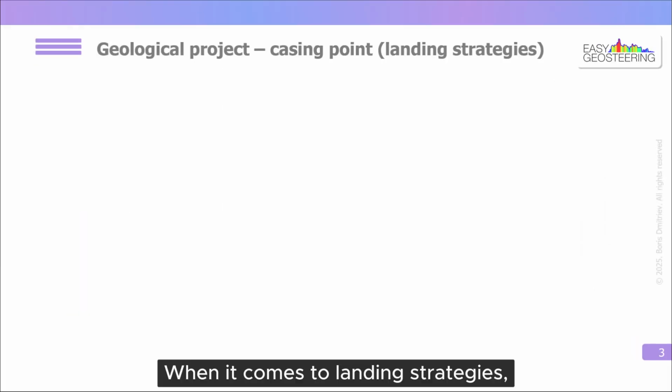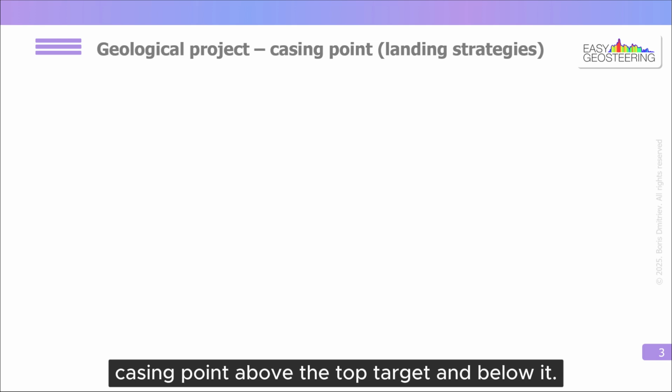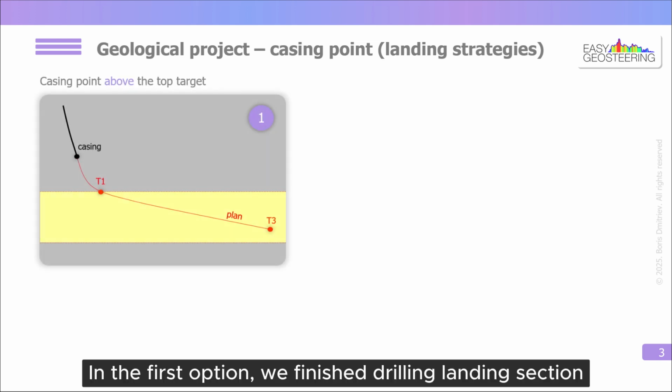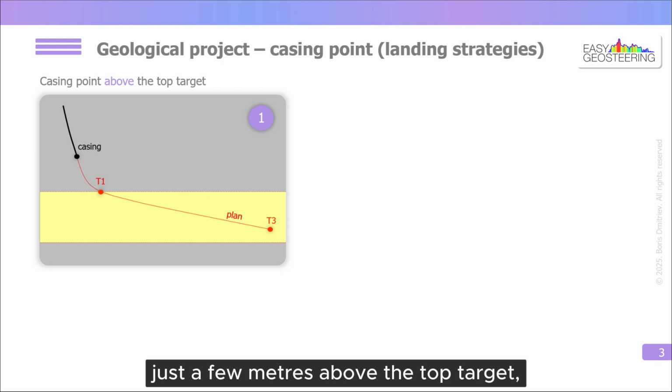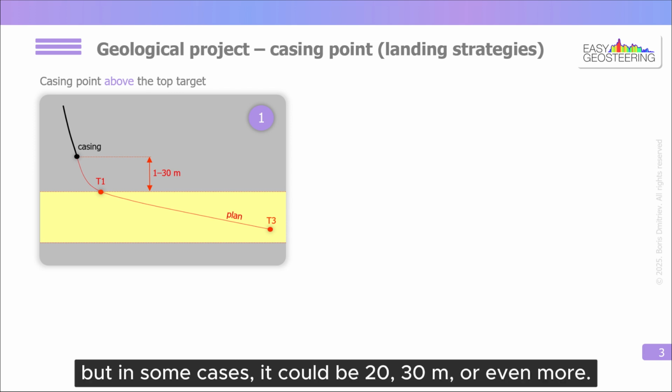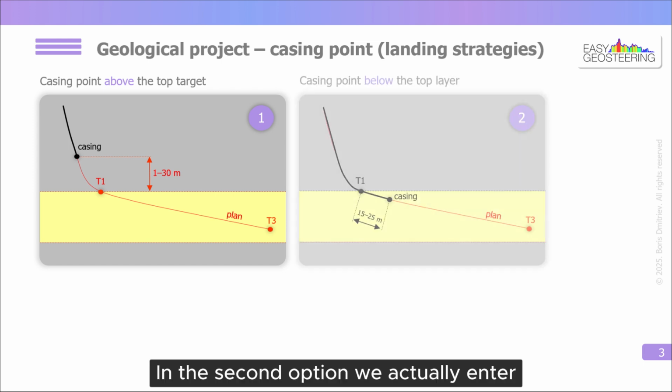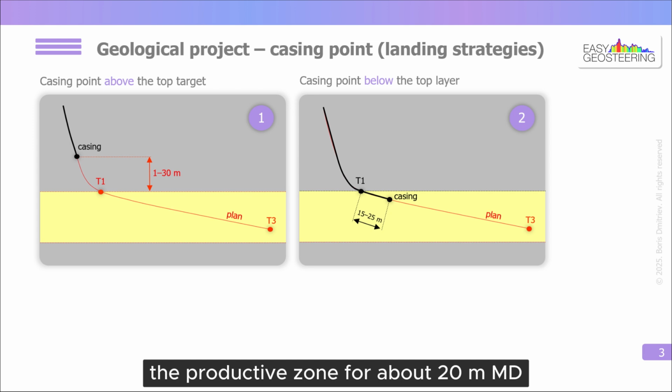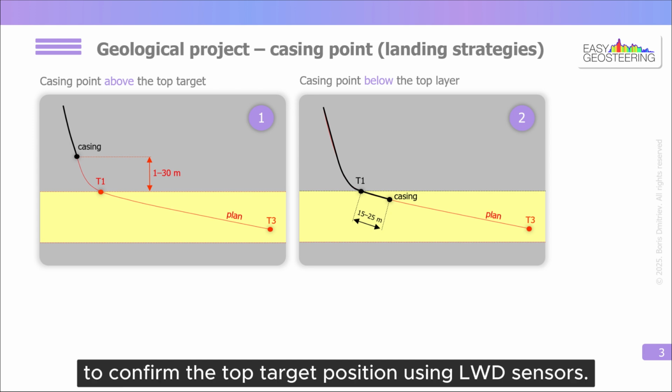When it comes to landing strategies, we typically have two main options, casing point above the top target and below it. In the first option, we finish drilling the landing section just a few meters above the top target. We do not enter the target layer. The exact distance can be different depending on the specific project. It might be just 1 or 2 meters above the top, but in some cases it could be 20, 30 meters or even more. In the second option, we actually enter the productive zone for about 20 meters MD to confirm the top target position using MLWD sensors.